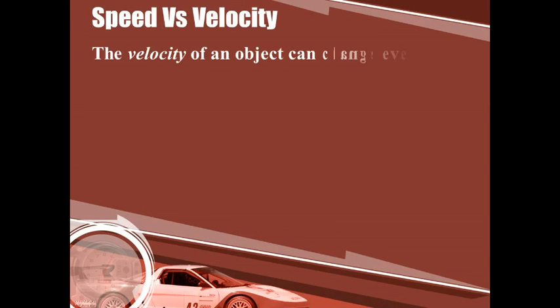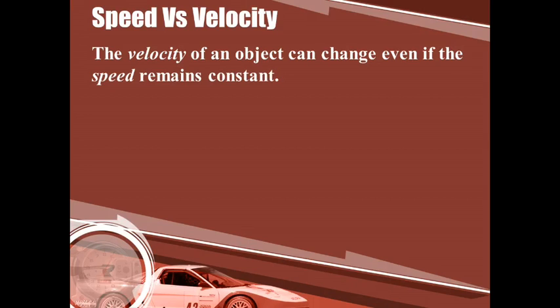All right. Velocity of an object can change even if speed does not change. Because remember, velocity has 2 things. It has speed and it has direction. So if the speed does not change, the direction can. If the direction changes, the velocity has changed.